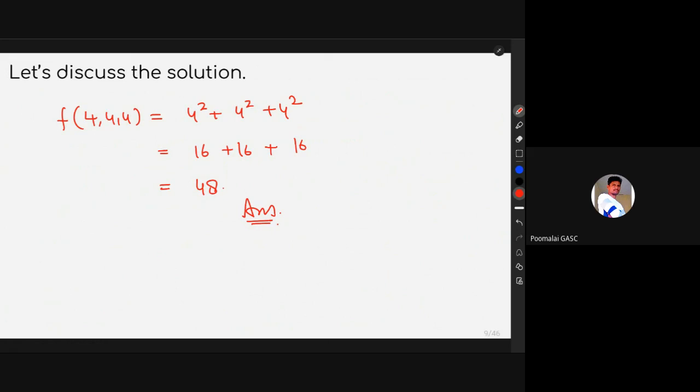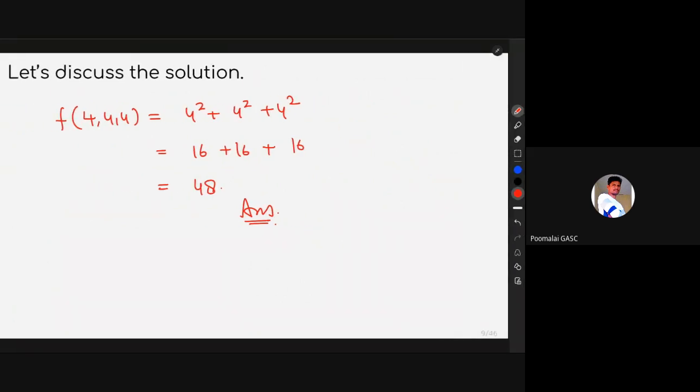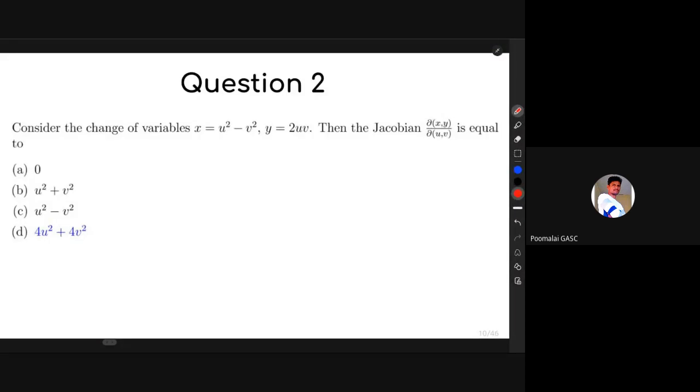Okay, yeah. So now, question number two. In this question, we have been given two variables, written in terms of others, and we have performed a change of variables over them. Now we are asked to calculate the Jacobian of this change of variable.